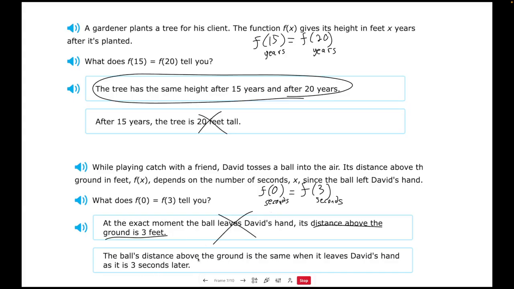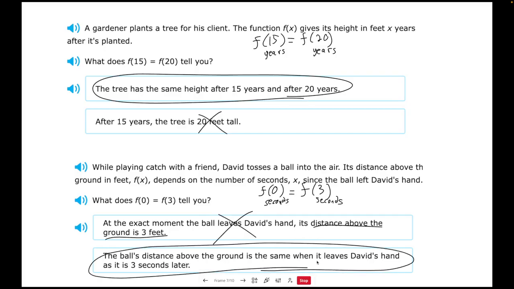And the second one is correct, right? Because at 0 seconds, the ball's distance above the ground is the same as when it leaves his hand, right? So he tosses it up. That's at 0 seconds. And then 3 seconds later, the same height. So probably what has happened is he throws it up and then it falls. Either he catches it or it continues falling.